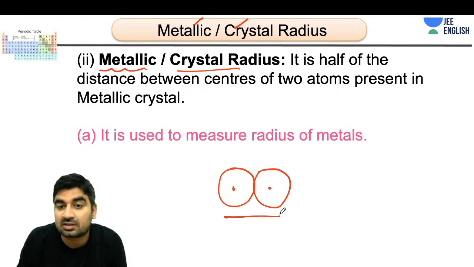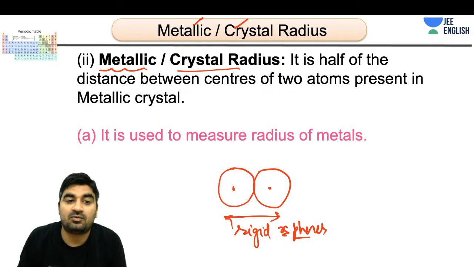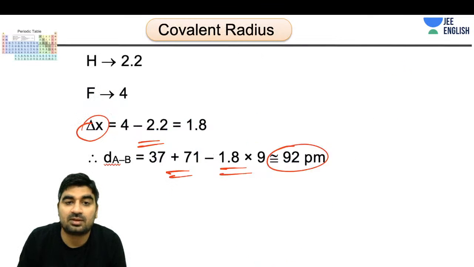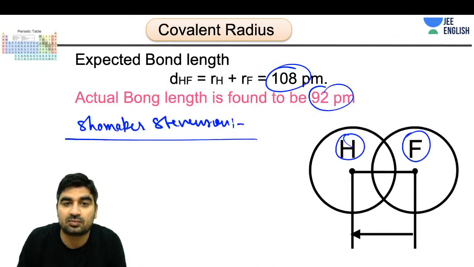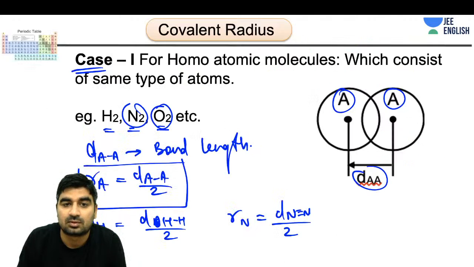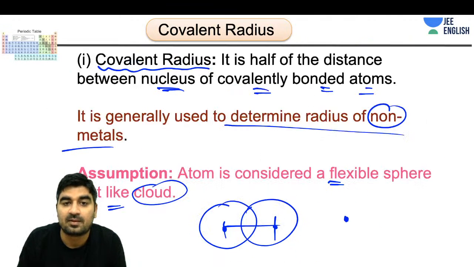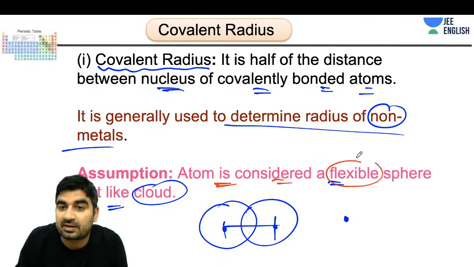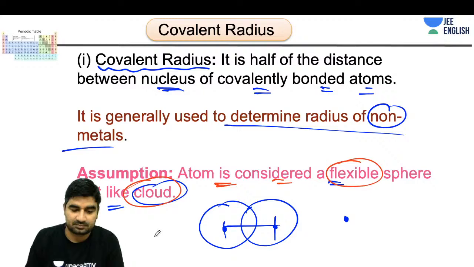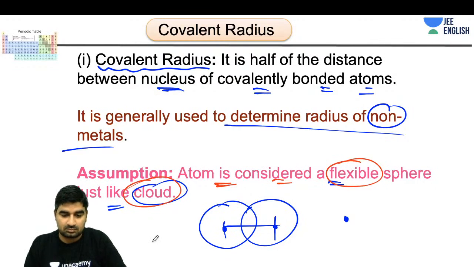So in this case, guys, I will consider the atoms as rigid spheres, right? And if you remember in covalent, let me show you. Just a minute, guys. What was the assumption? The atom is considered as flexible sphere, just like cloud, right?